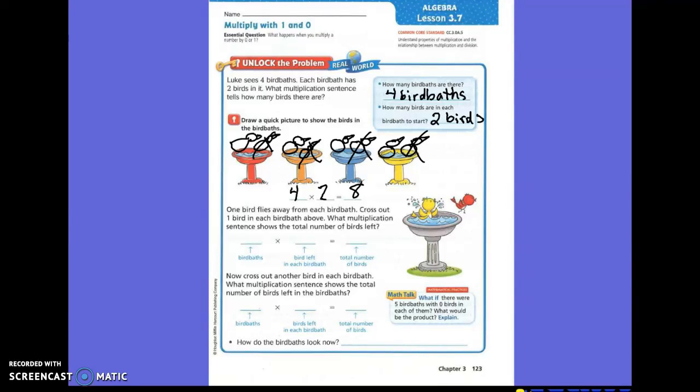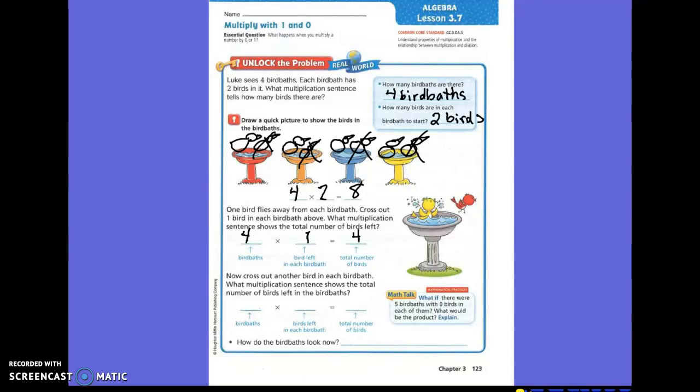Okay. Now, they have the labels for us here on this one. So what's our first factor going to be, everyone? 4, because there are still 4 bird baths. What's our second factor going to be, everyone? 1. And then what is our total number of birds left, everyone? 4. Easy.